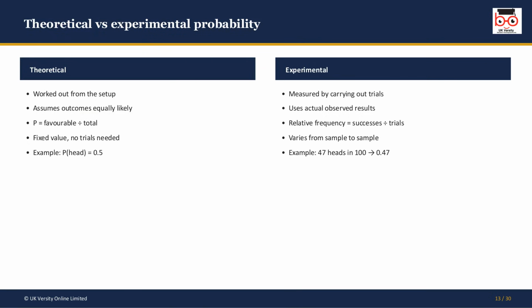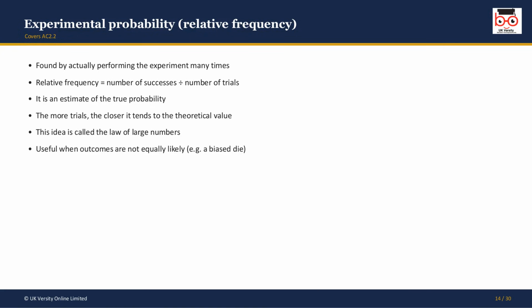Theoretical probability is worked out from the setup, assuming outcomes are equally likely, so it's a fixed value with no trials needed, like the probability of a head being 0.5. Experimental probability, on the other hand, is measured by actually running trials. It's the relative frequency, successes over trials, and it varies from sample to sample, such as 47 heads in 100 giving 0.47. Let's dig into experimental probability.